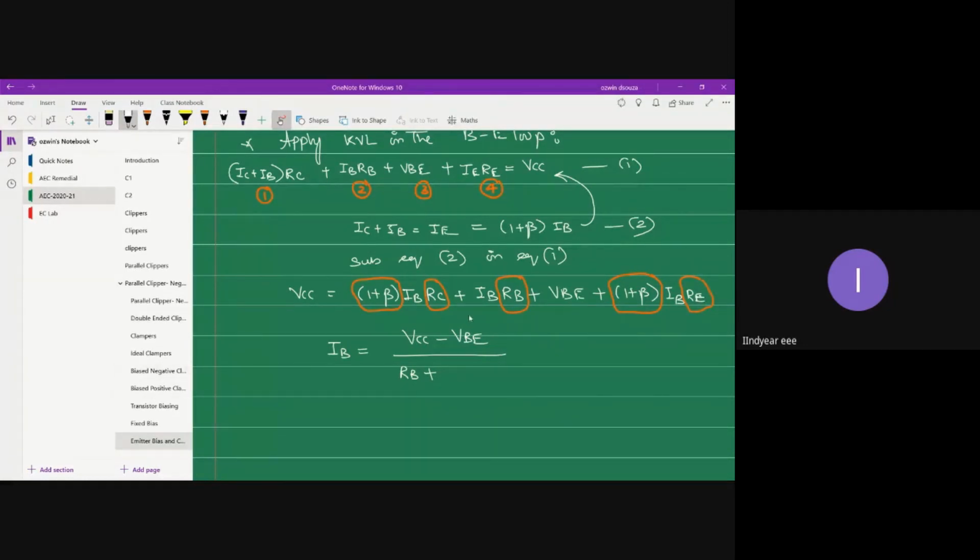So you know that in the first term and in the last term, 1 plus beta is common. So probably you can keep 1 plus beta outside the bracket, and you will get a much simplified version. So it is RB plus 1 plus beta times RC plus RE. So this is your base current expression. Let's call this equation 3.